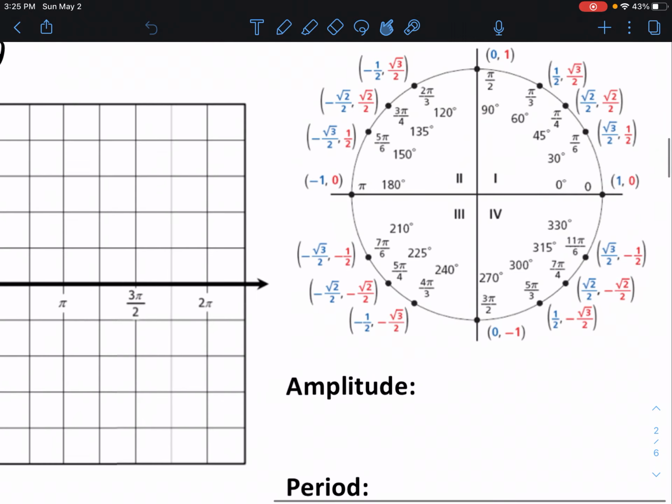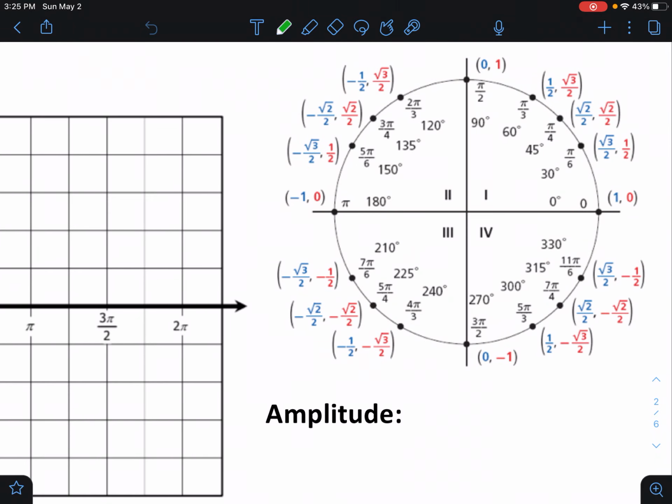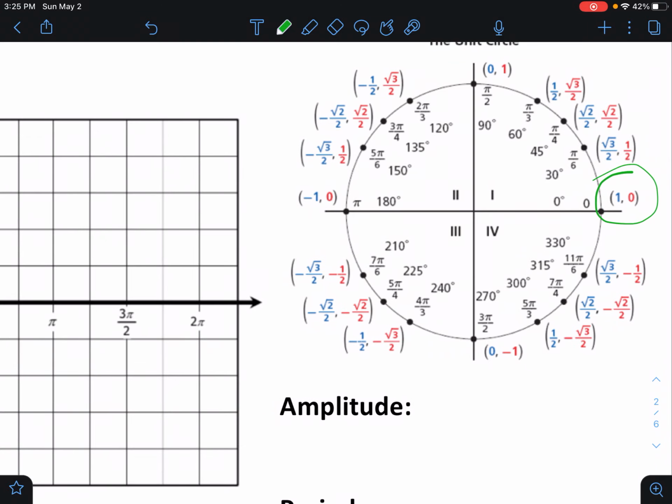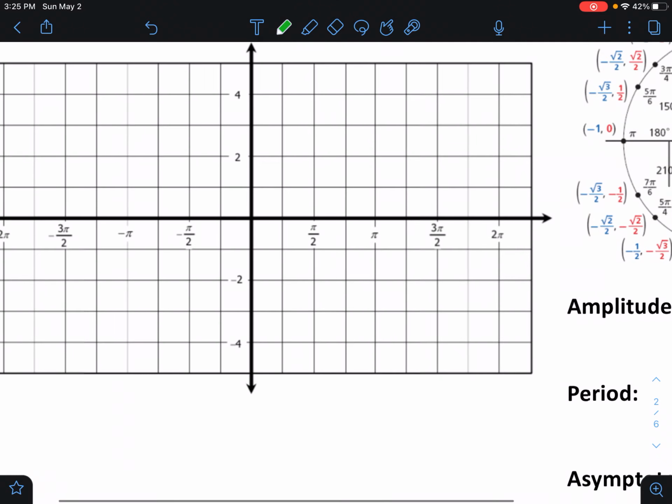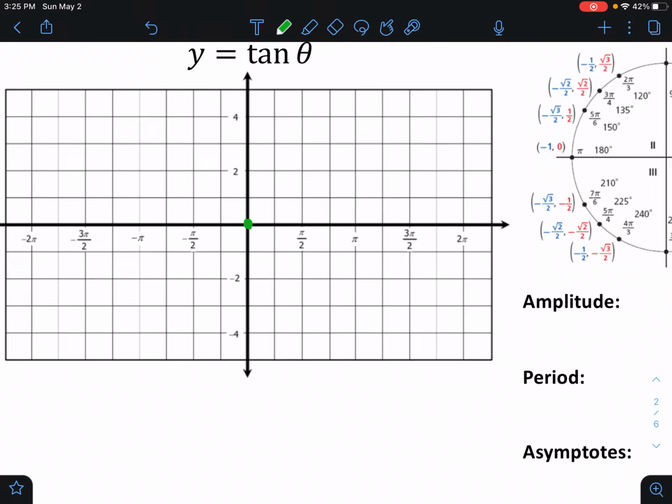Let's start at 0 again here. Y over x, we're looking right here, so that would be 0 over 1, which would be 0. So it starts off pretty harmless. I'm going to put a dot right there.